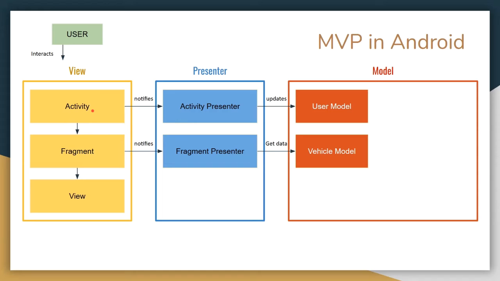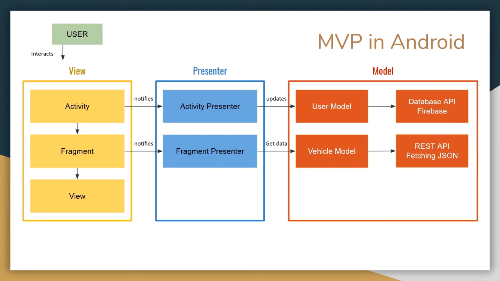When this activity notifies the activity presenter, this could be something like updating the user's first name, or the last name, or the date of birth, just anything in an account it could update. So this could be a database such as Firebase or AWS or Google Cloud Platform.